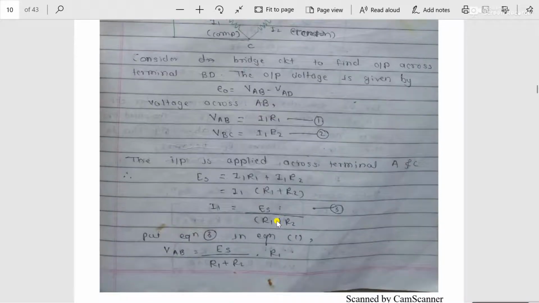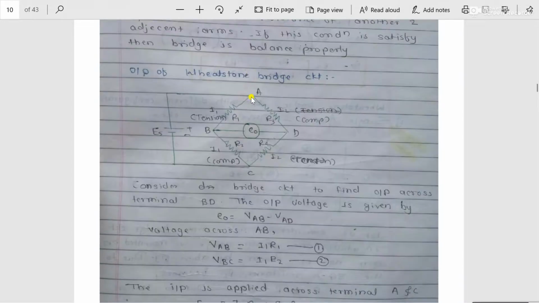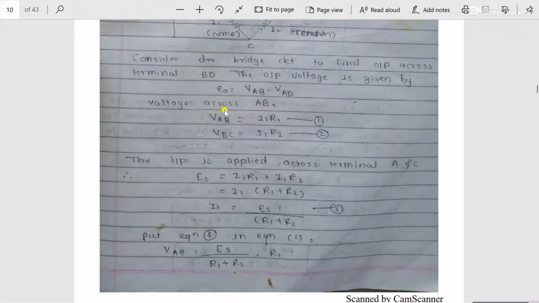But as one assumption we have considered, the input is applied across the terminal A and C. So whatever the total voltage induced in AB and the total voltage induced in BC, if I take the addition of AB and BC, then I will get the total input supplied to the terminal A and C. Therefore, from these two voltages, the input supply is equal to V of AB plus V of BC.